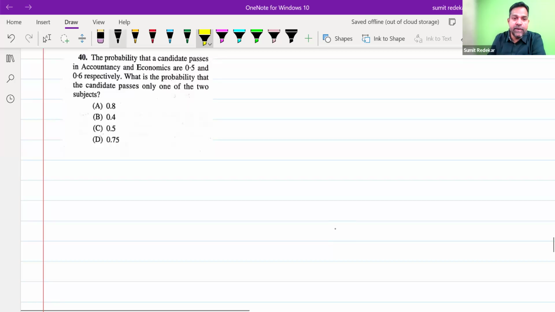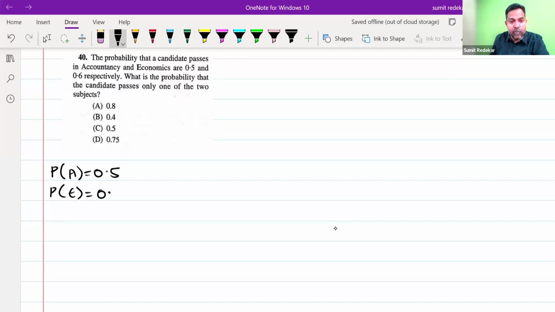Question number 40, an interesting question. The probability that a candidate passes in accountancy and economics are 0.5 and 0.6. So probability of passing in accountancy is 0.5 and probability of passing in economics is 0.6. What is the probability the candidate passes in only one of the 2 subjects? Only one? Now, you can do this in different ways. You can use set theory, you can use Venn diagrams, you can use probability itself.